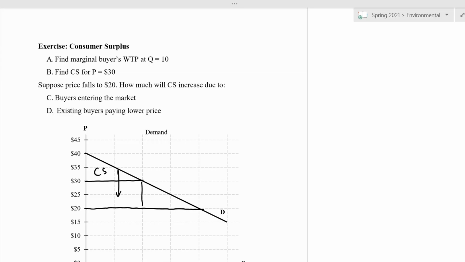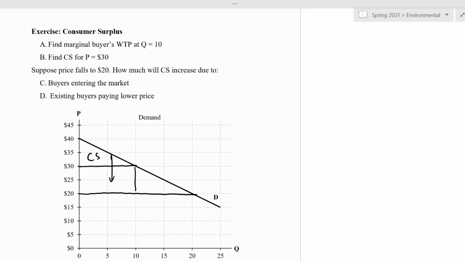So part A, calculate the marginal buyer's willingness to pay at Q equals 10. That's this guy here. You can kind of see the answer to that one pretty easily. Then find this consumer surplus and see how much consumer surplus increases due to the new buyers entering the market. This is part C, and this is part D. This is part B. And this guy is part A. Okay, so think about that. Try to calculate that. And I will leave the answers in the description.